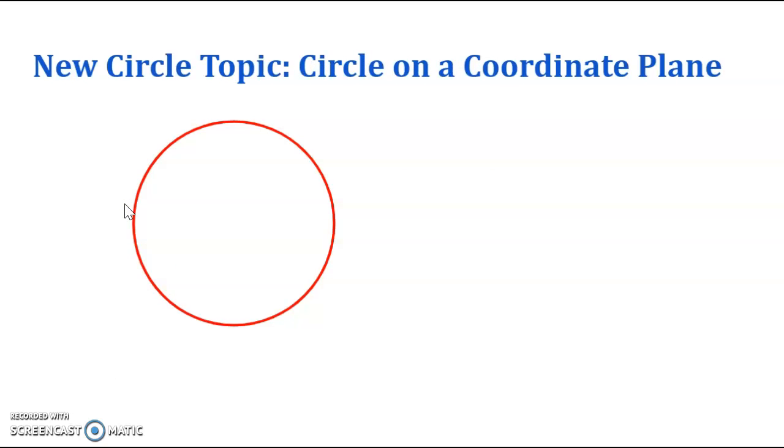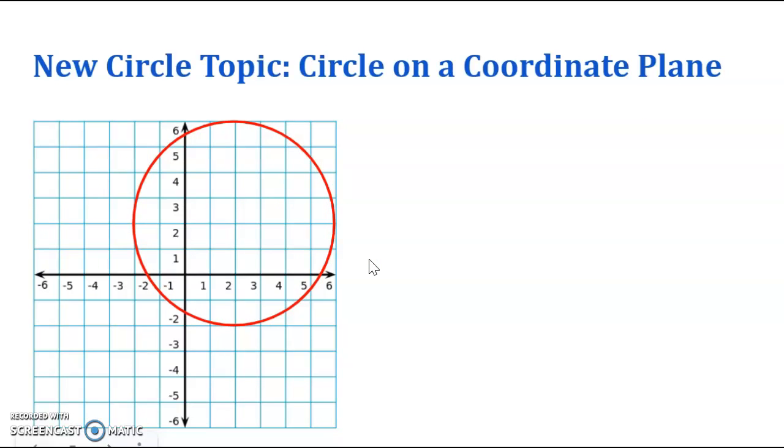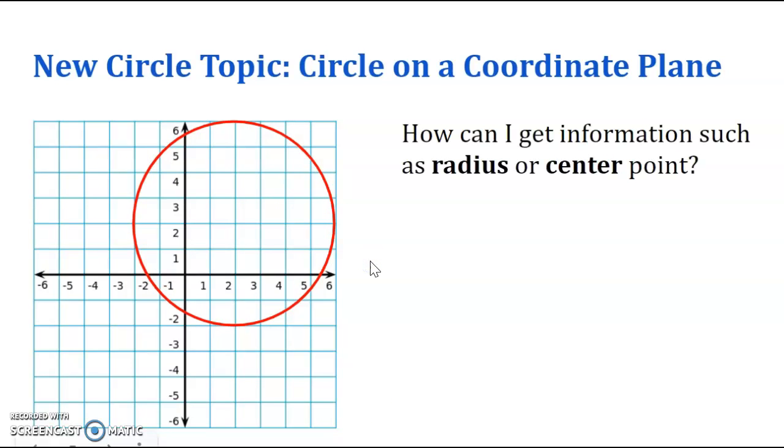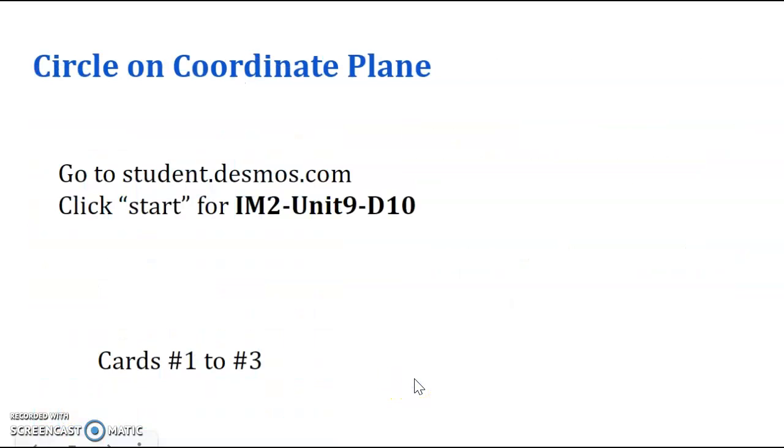Okay, so now we're going to be moving on to a new topic, circles on a coordinate plane. We know what a circle is. What if we bring that into a coordinate plane? What's that going to help us? We can get information such as radius and center point, and then come up with equations. How can I write an equation that represents all the points on the circle? Just like you can write an equation of a straight line or an equation of a parabola, this time we can figure out the equation of a circle. To explore that, you are going to be working on card number 1 to 3 of Desmos.